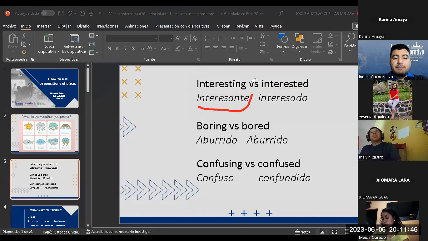Puede ser un lugar, interesting, o una persona. Aquí normalmente es una persona, pero que tiene un interés, ¿ok? Interesting. Interested. Now here we have boring and bored.